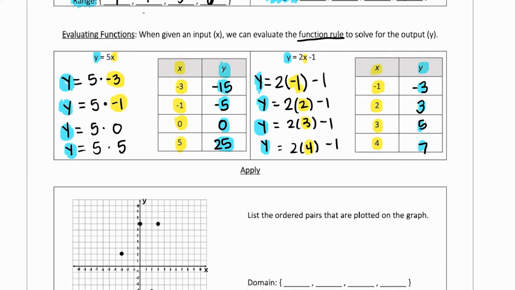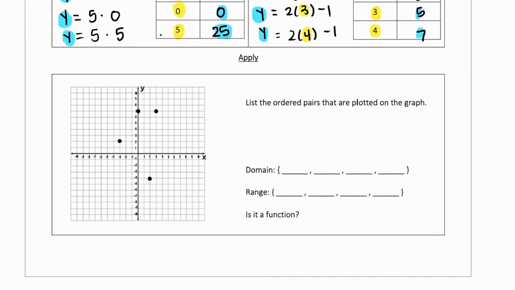All right. In our last example for today, we are going to list the ordered pairs that are on the graph. We're going to show our domain and our range, and then we're going to decide whether this is a function or not. So let's first find our points. The first one here that's on the very left is going to be negative because we went 1, 2, 3 spaces to the left on our x-axis first, and then we went up 2 boxes on the y-axis. So that's going to be (-3, 2).